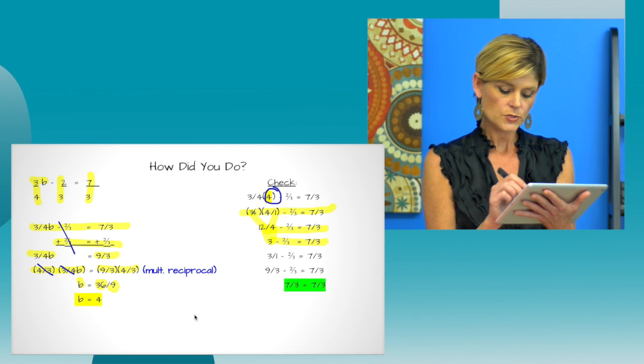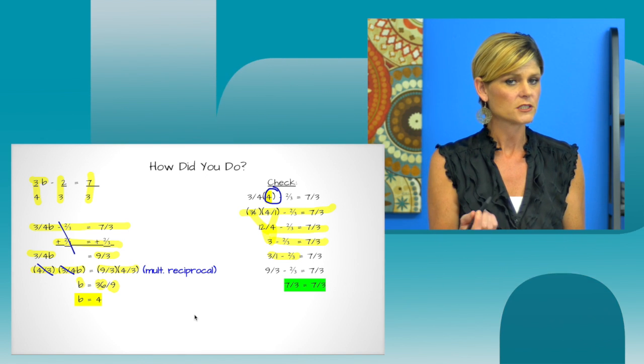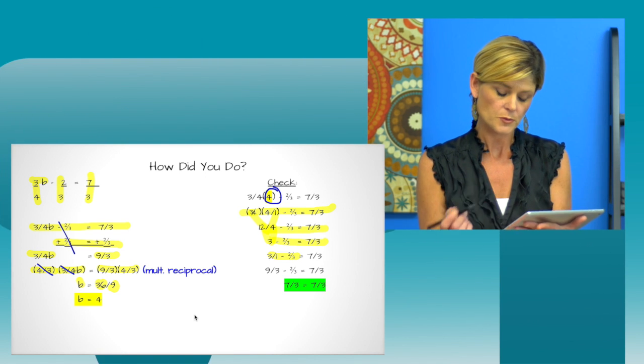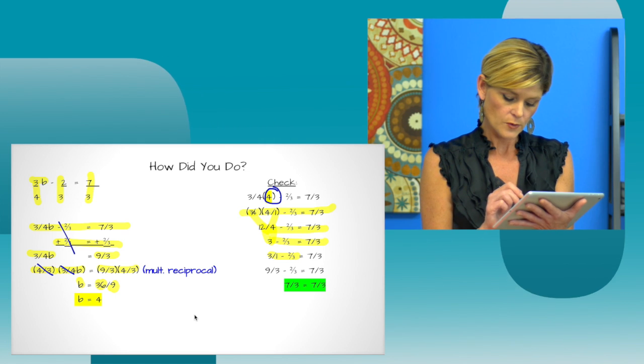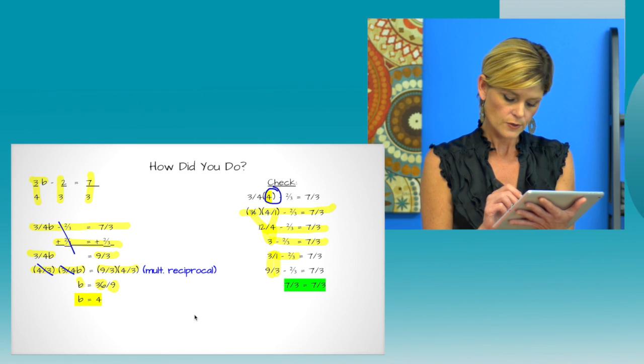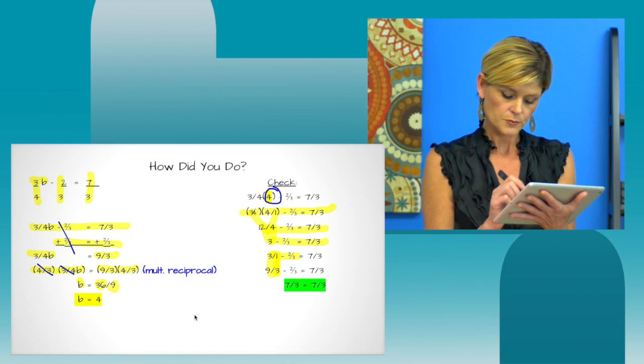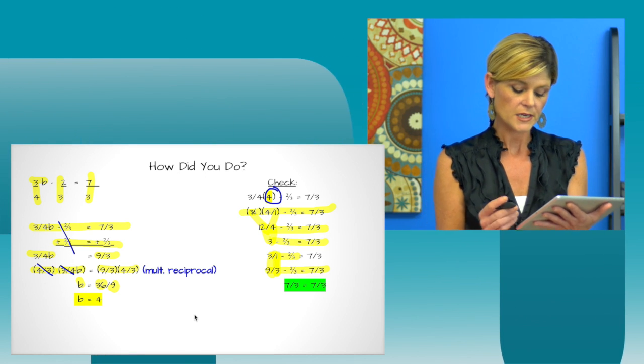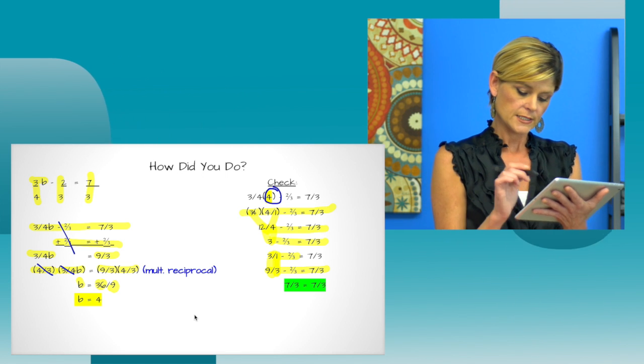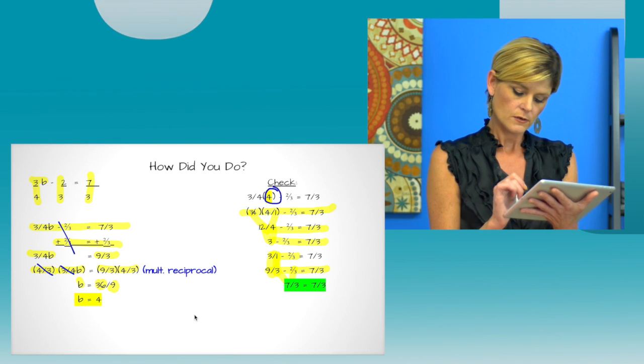Now I want to put this into fraction form to make it easier to subtract, because remember I have to have a common denominator when I'm subtracting fractions. And so I will have to change this into 9 over 3. Multiply the 3 by 3 and the 1 by 3. Now I can subtract. 9 over 3 minus 2 over 3. Does that equal 7 over 3? Well, yes, it does.